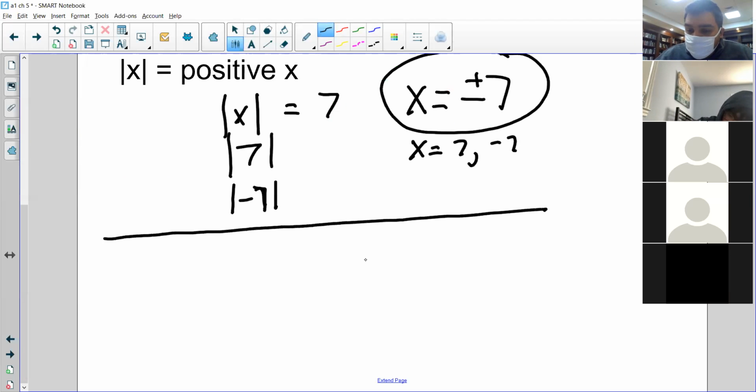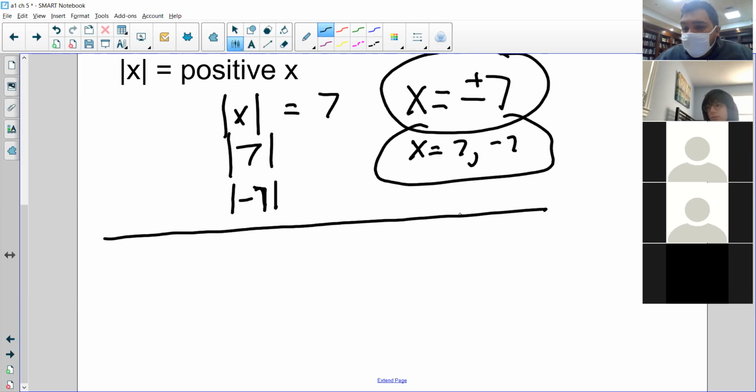So does it say x equals plus minus 7? Yeah, that's a quicker way to write positive and negative 7, but it's okay to write it as two separate numbers. It could be 7 and it could be negative 7.